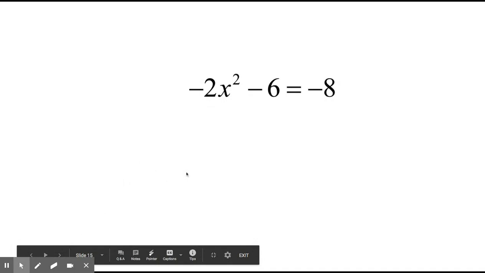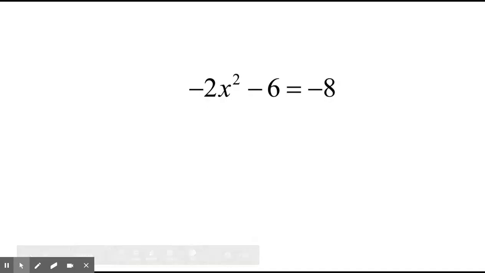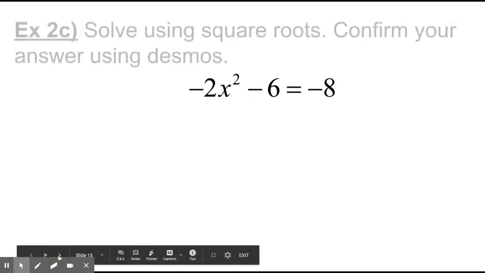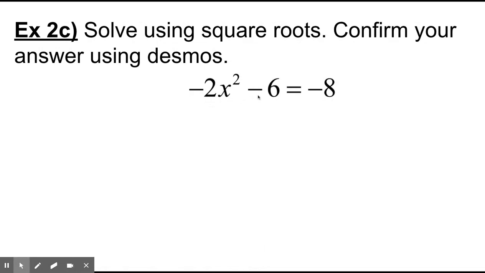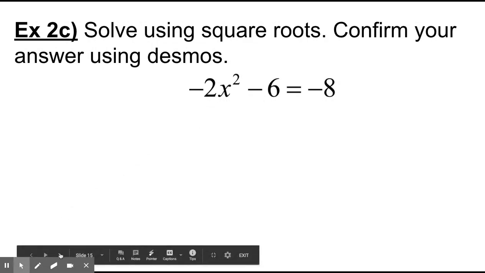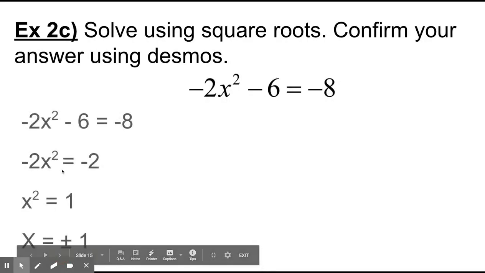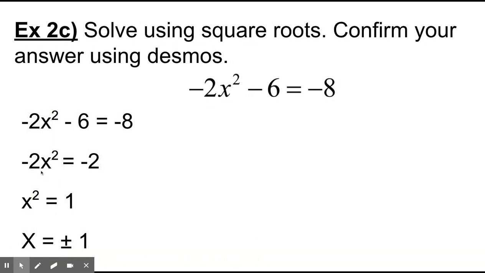Go ahead and solve this problem. So again, the first step, since we want to isolate the x squared before we can touch this term here, we need to get rid of the minus 6. So that means we're going to add 6 to both sides again, using always the opposite operation. When we do that, we are left with negative 2x squared is equal to negative 2.